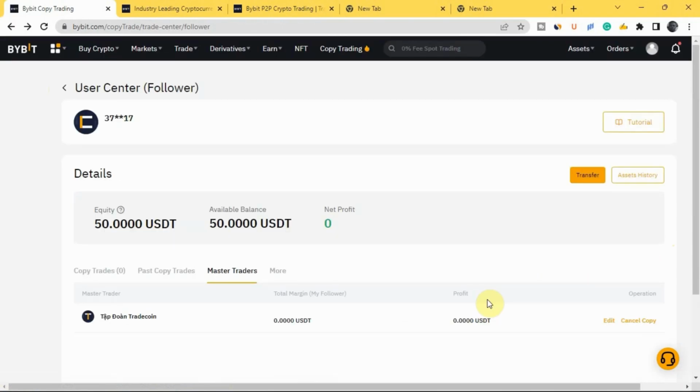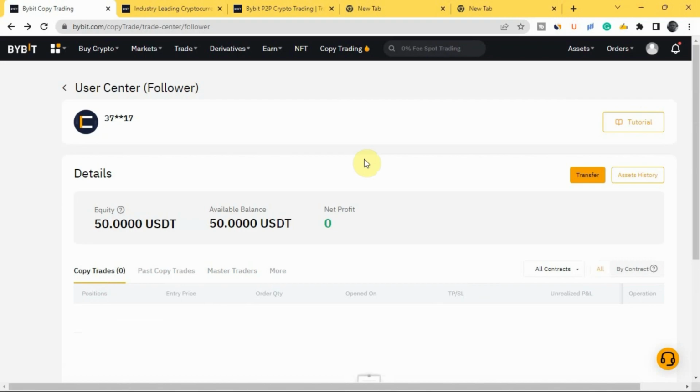Now you can copy more than one trader on Bybit. So let's say you want to copy another trader, you can go back and select the trader and put all the strategies and start following another trader. So you don't compulsorily have to follow just one trader. You can follow multiple traders on the Bybit copy trading platform.